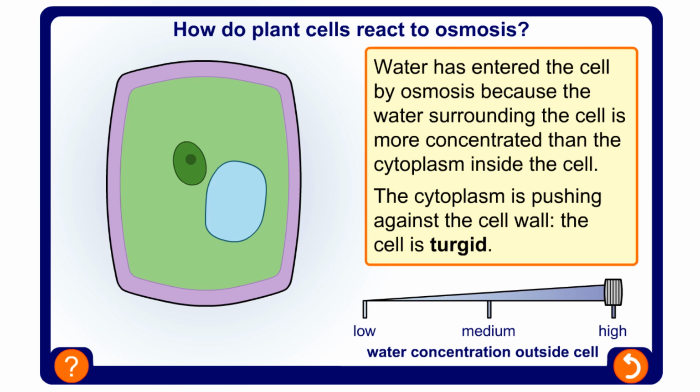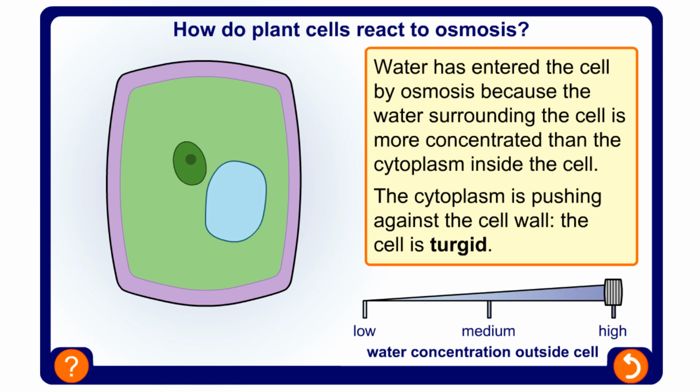Okay, now what we've got here is an animation which shows what happens to plant cells when they're in water or when the water concentration outside is low. So at the moment you've got the cytoplasm, the concentration of water in here is the same as it is surrounding the cell. Now let's see what happens in various conditions.